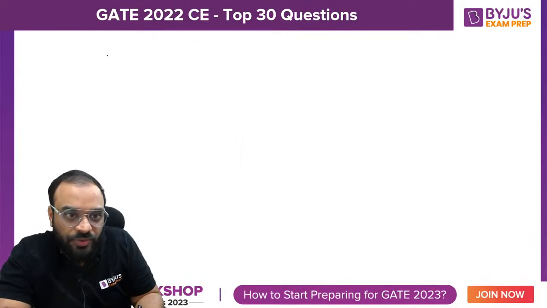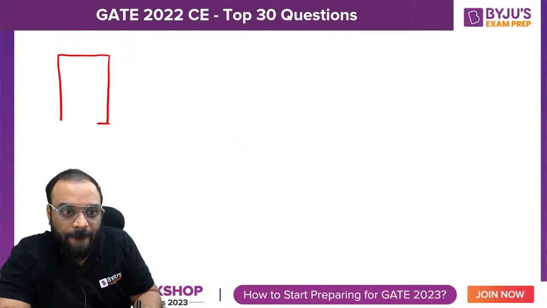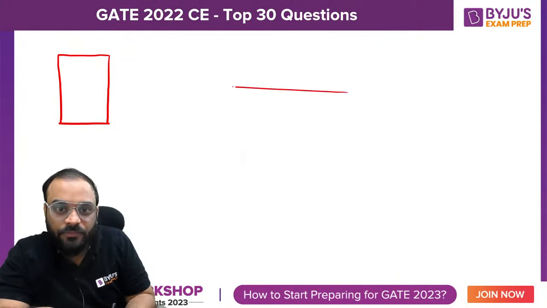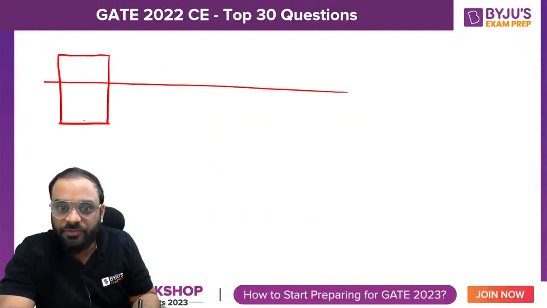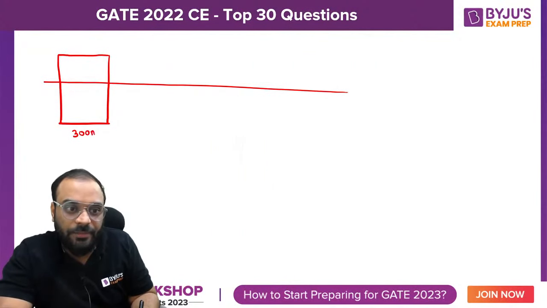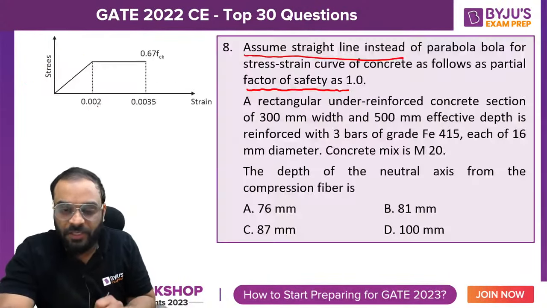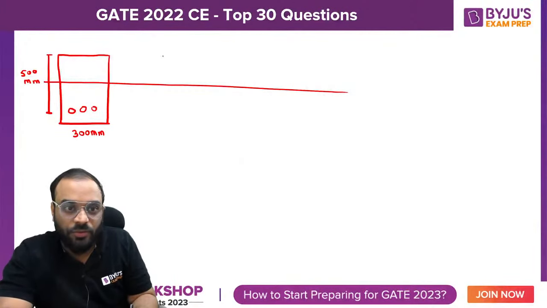So we have a cross section of a beam over here, and this cross section of beam has a dimension of 300 mm. Next one is 500 mm as an effective depth, not an overall depth. Now 3 bars of 16 mm dia: 1, 2, 3. Any other thing? No. So let me draw the stress block diagram.